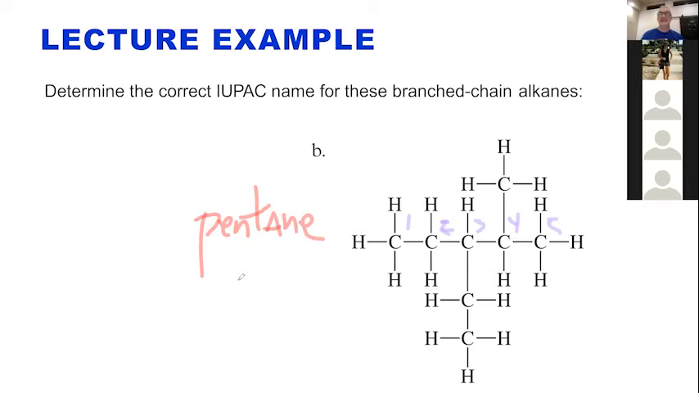So remember, the pentathlon has 5 events. The heptathlon has 7, right? Yeah, 7. So pentane. Where are the substitutions on this particular molecule? 3 and 4. Now, remember, we want the numbers to be the lowest possible.